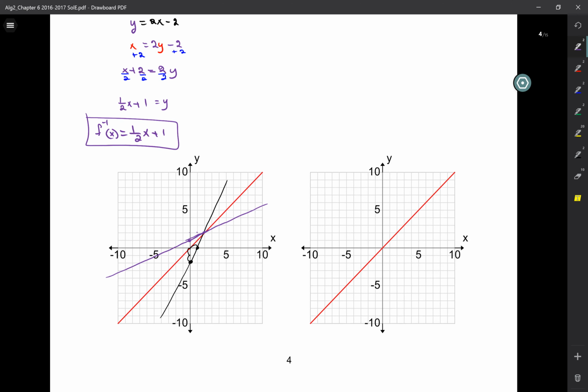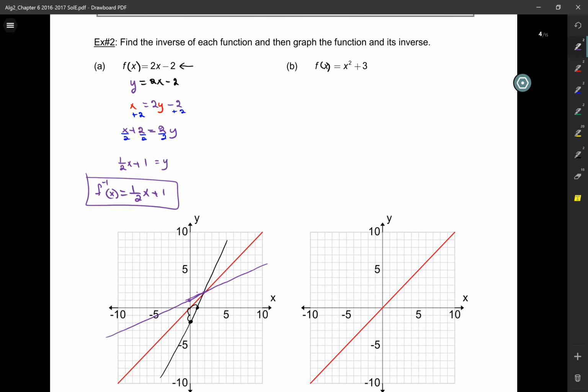So look at this one. If I were to take the black and just mirror it, flip it over around that red line, I get the purple one. Okay? And that's how you know that they're inverses. Questions? I graphed this one, half x plus 1. So y-intercept is 1, and I go up 1 over 2. Okay? All right, let's do that one.